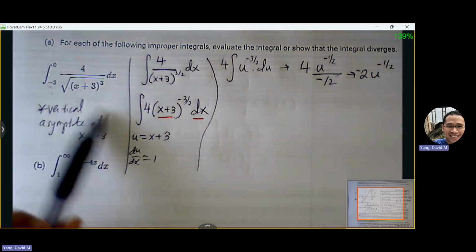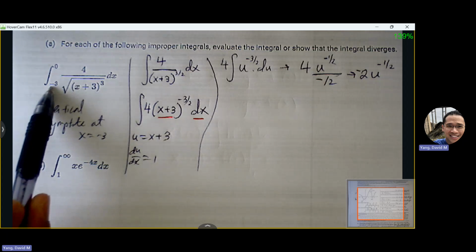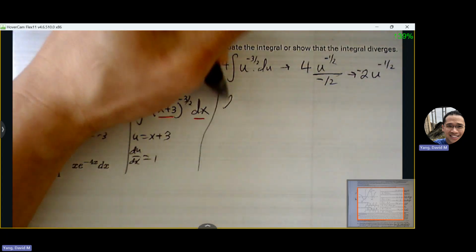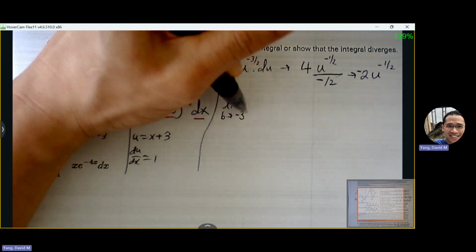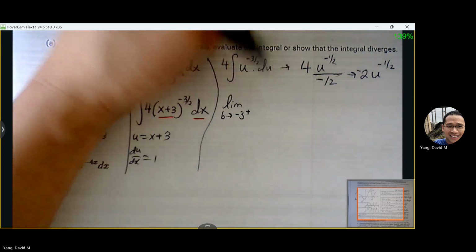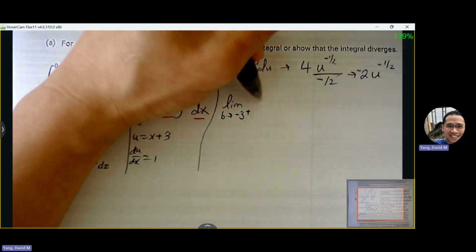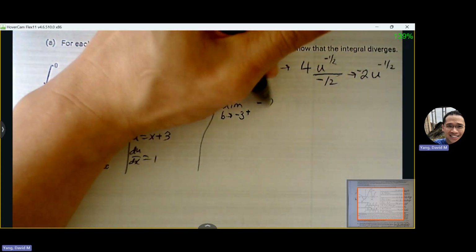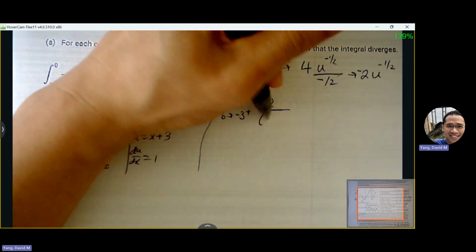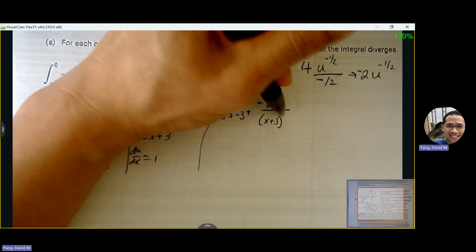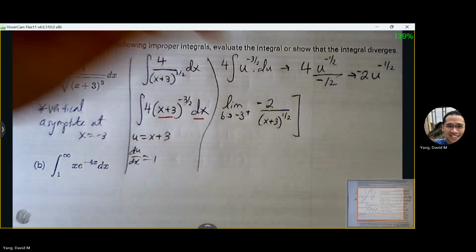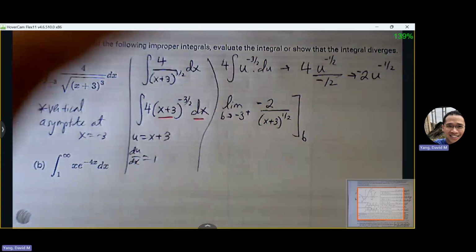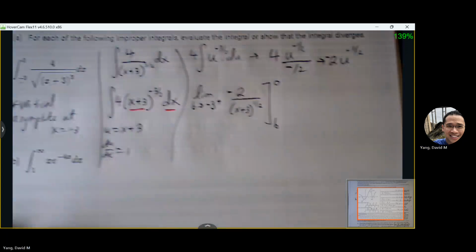So we know that we can't be right at an asymptote, but we can approach the asymptote on the right side of -3. So we can say limit as b approaches -3 from the right side of -3. And then our antiderivative here is -2 over x plus 3 to the 1/2. Evaluated between b and 0.